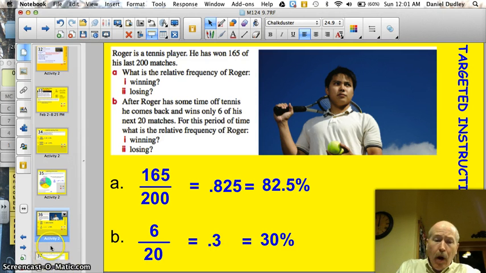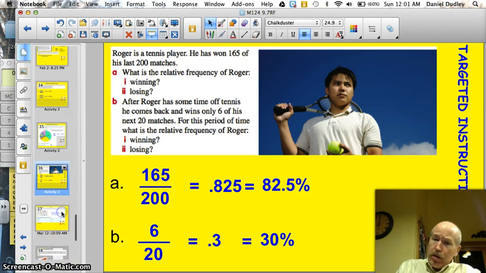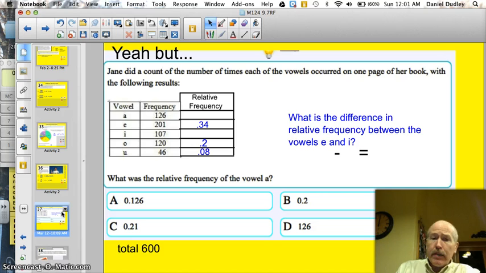All right? You know there's going to be a yeah, but. So here it is. Yeah, but. Take a look at this problem. Jane did a count of the number of times each of the vowels occurred on one page of her book. And here are the following results. So here are the frequencies: A, 126 times. E appeared 201 times. I appeared 107 times. O appeared 120, and U appeared 46.